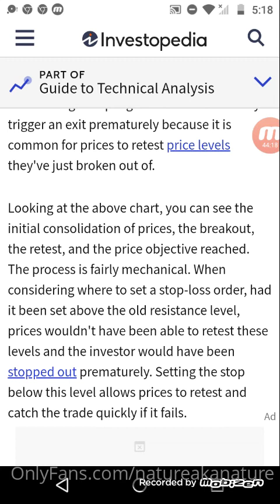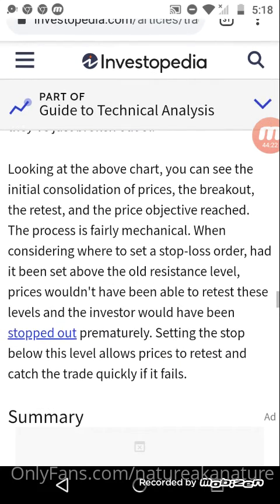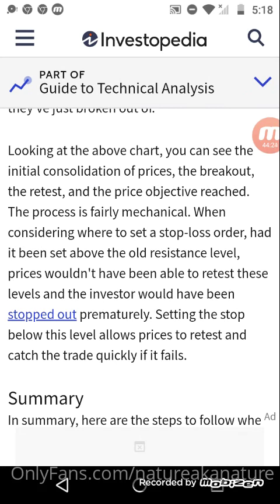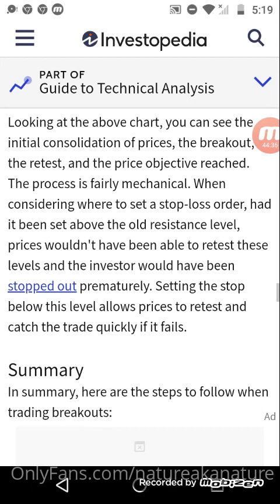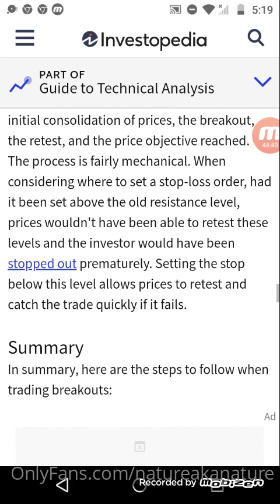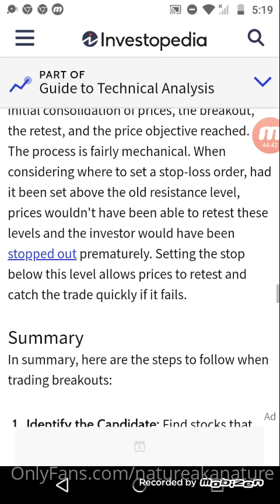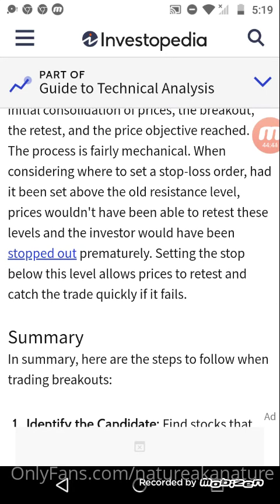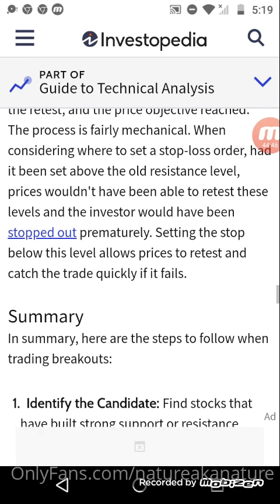So in summary, here are the steps to follow when trading a breakout. You want to identify the support and the resistance. The stronger the support or resistance, the bigger the outcome when it breaks out. Wait for the breakout. Finding a good candidate does not mean you should trade prematurely; wait for price to move and break out. Once it breaks out, then you get in.